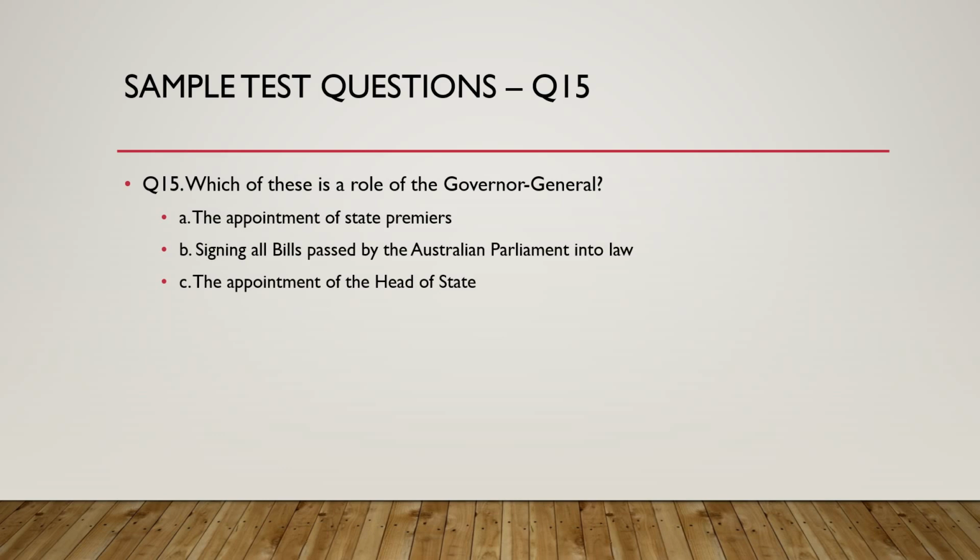Question 15 is, which of these is a role of the Governor General? A. The appointment of state premiers, B. Signing all bills passed by the Australian Parliament into law, or C. The appointment of the head of state? So the answer is B. Signing all bills passed by the Australian Parliament into law.